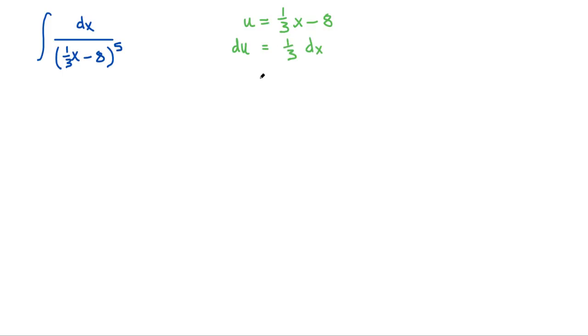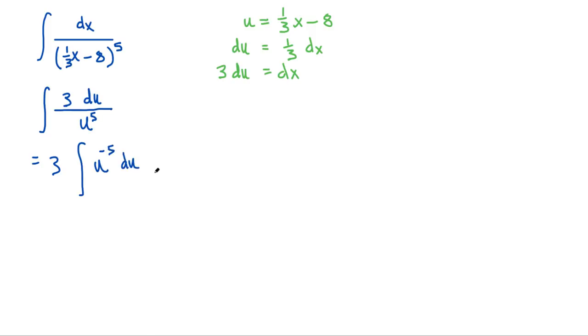And so spinning that around, that dx is just going to be 3 du. And so let's substitute this back in. So the integral then, dx becomes 3 du over u to the power of 5. And so that 3 we can factor out. 3 times the indefinite integral of u to the -5th du.